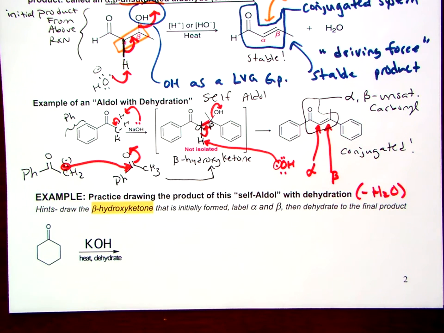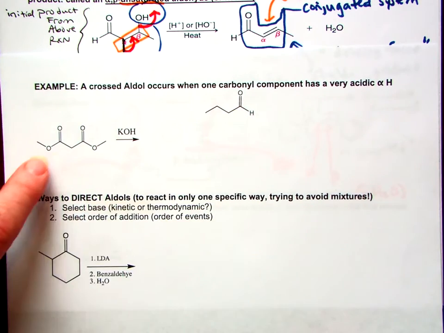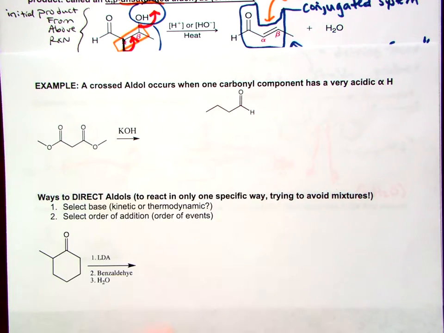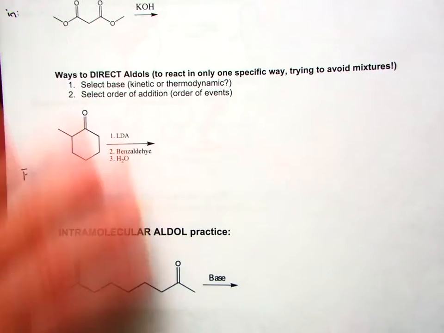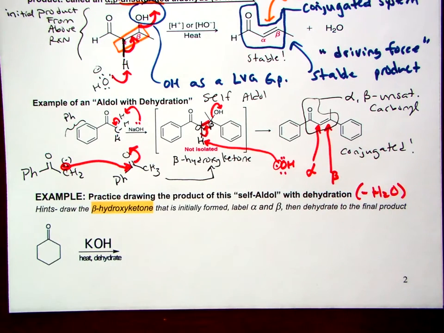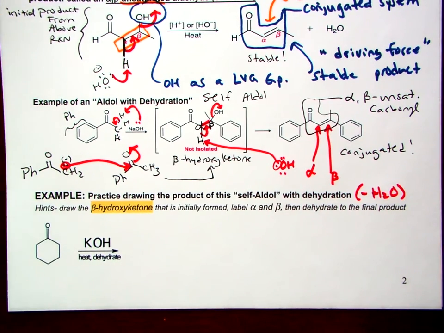Then on the next page, instead of a self-aldol, I have an example of a crossed aldol. Here's your acidic H you're going to remove, attack that carbon. Go ahead and keep going and do that. You should be able to figure out what's going on with the rest of these as well. So give them all a try, and I'll write up some answers, and we'll be starting with those in lecture next time we're all together, whenever that may be.